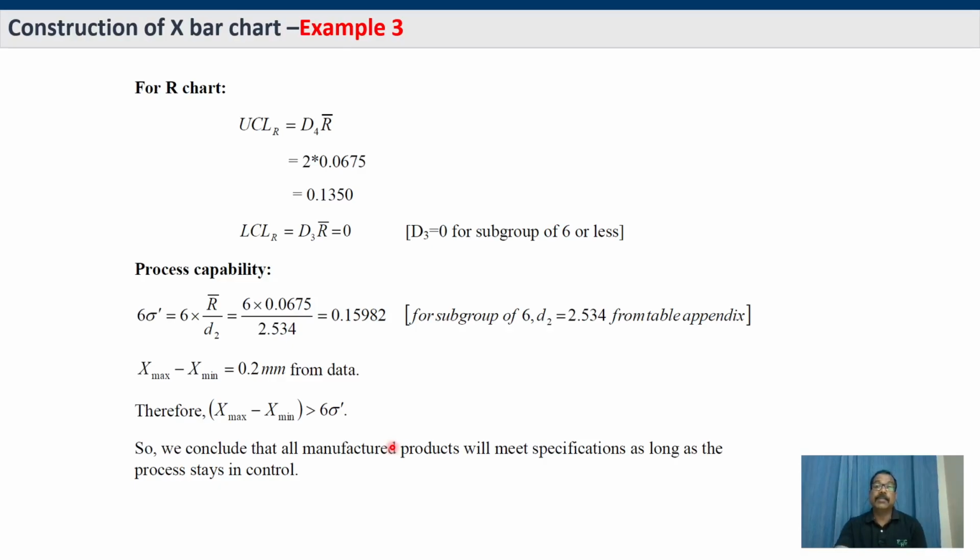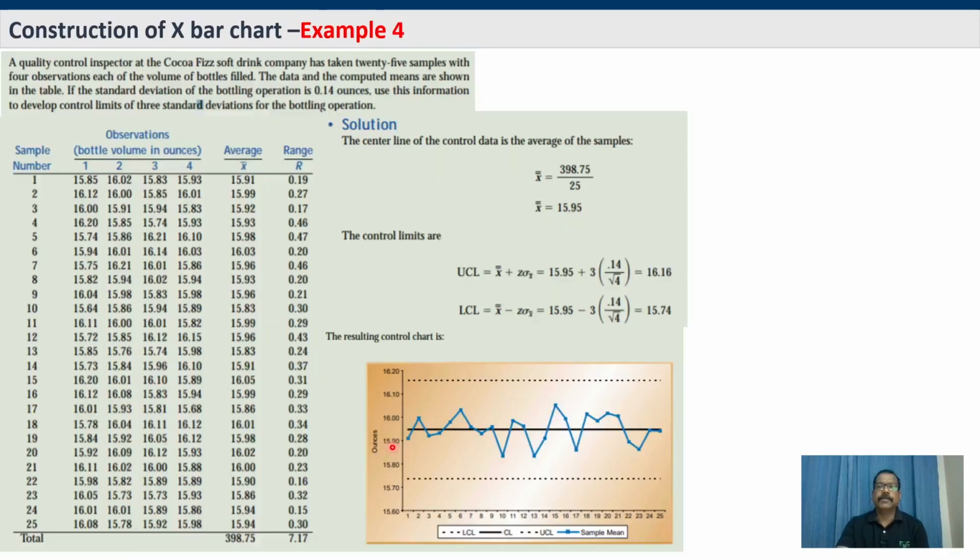Okay, so now, sorry, example number 3. Already you have checked about 3 examples for the X bar R chart. The fourth example, I'm not going to explain in detail. They have given data: the quality control inspector at the Coke company, or soft drink company, has taken 25 samples, with 4 observations each, 1, 2, 3, 4. Maybe we can say subgroup 4, but the sample size is 25. Each is the volume of a bottle filled, and the data and the computed means are shown. So all the data is given, X bar and R. If it is not given, you can easily calculate the X bar or R value.